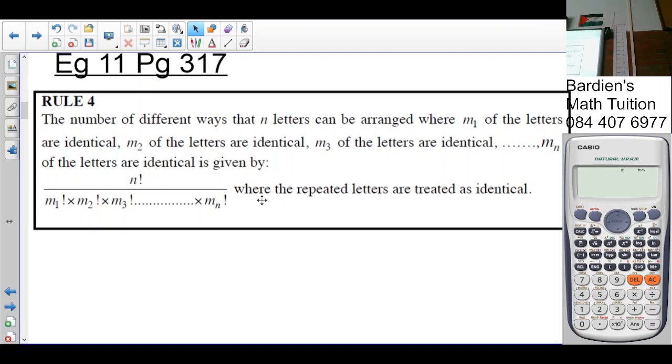So whenever they say that the repeated letters are treated as identical letters, this formula comes into play. Okay? And you'll see now how we use that formula.